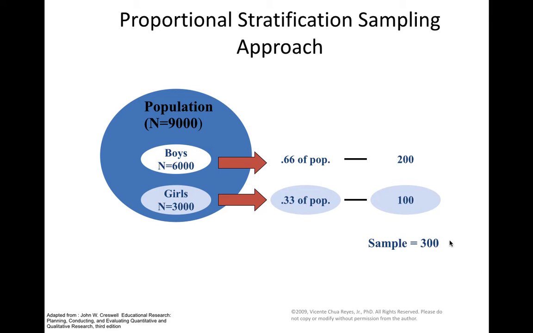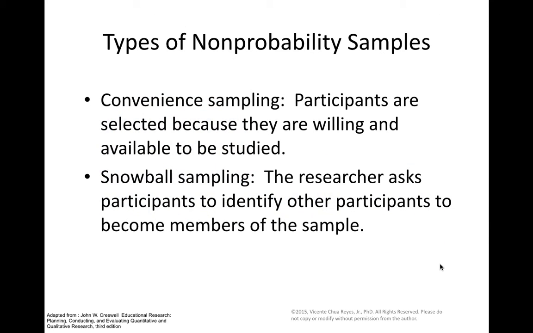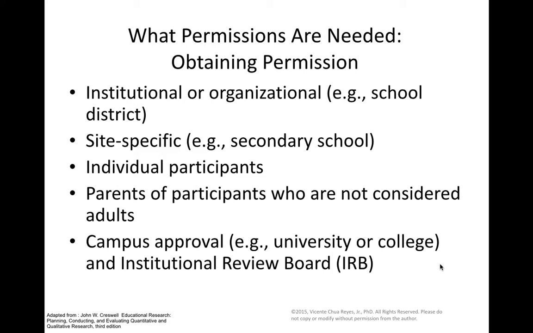But this is just a number. How you're able to arrive at that number could be through simple random sampling, could be through stratified random sampling, could be through multi-stage cluster sampling, right? So you can approach it in various ways. I've already talked about this earlier. Convenience sampling, participants are selected because they're willing and available to be studied. Snowball sampling, the researcher asks participants to identify other participants to become members of that sample.